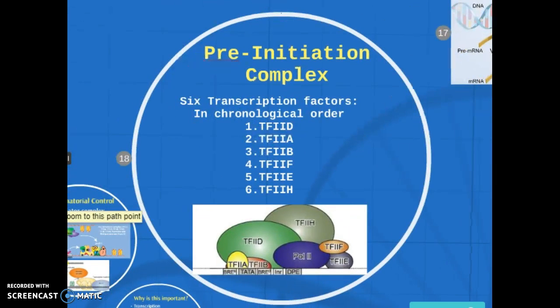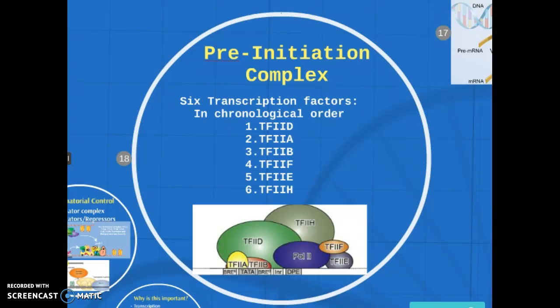Let's talk about the pre-initiation complex. Initiation can be known as transcription. There are 6 transcription factors. These are factors that aid transcription. They are also in chronological order and very important in that order. This complex allows for RNA polymerase to do its job and further transcribe.